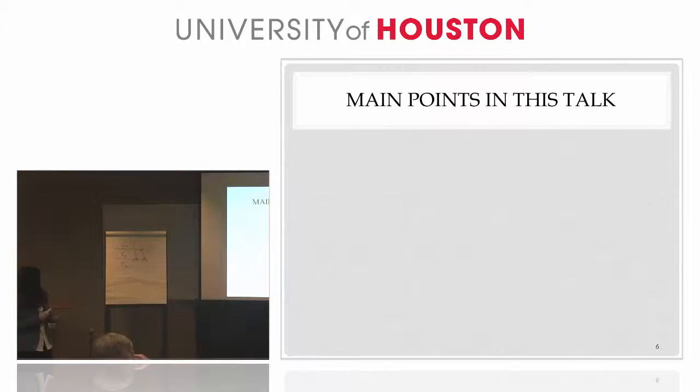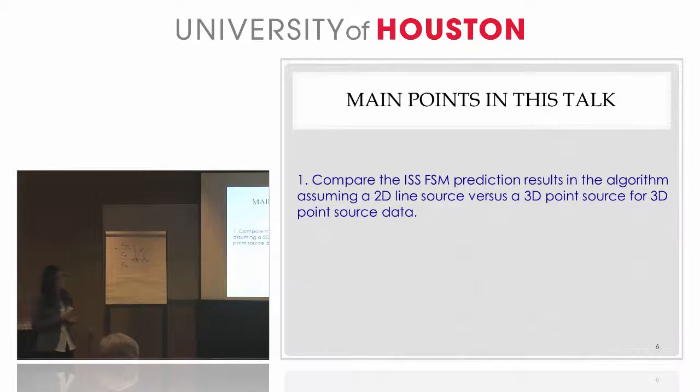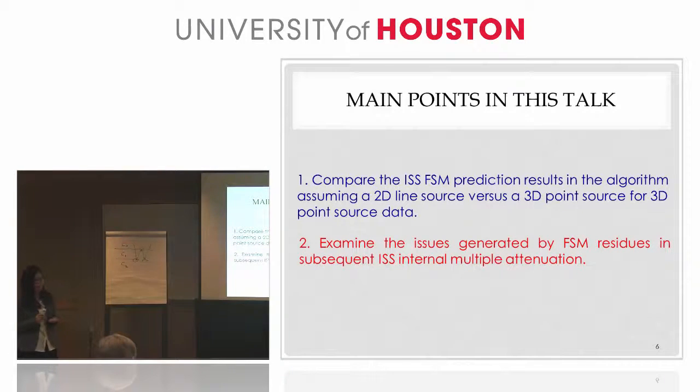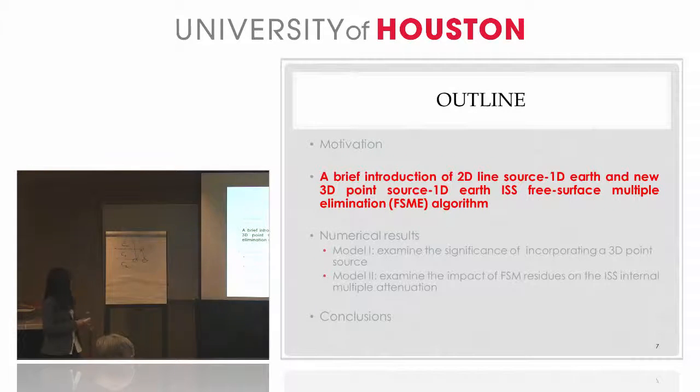We would like to emphasize two main points in this talk at the beginning. The first is, we will compare the SS free surface multiple elimination predictions in the algorithm assuming a 2D line source versus a 3D point source for 3D point source data. The second is, we will examine the issues generated by the free surface multiple residues in the data in the subsequent SS internal multiple attenuation algorithm. Let me briefly introduce the data requirement of the 2D line source algorithm and the new 3D point source algorithm for the free surface multiple removal task.